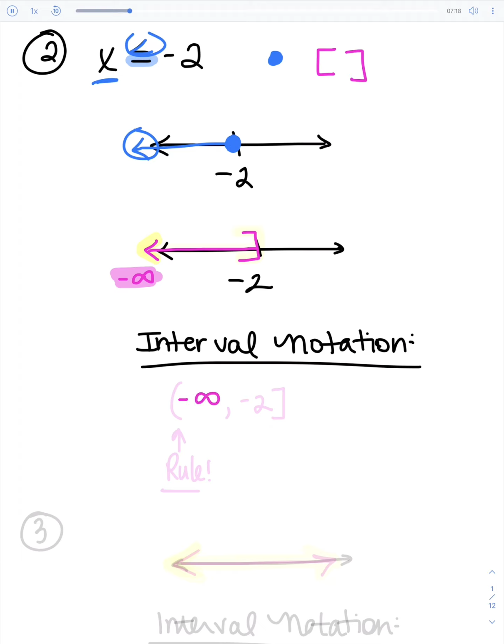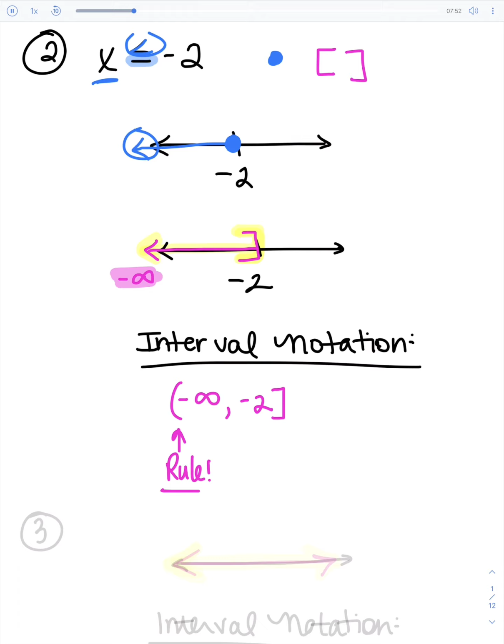Now, we just said a rule is that we're always going to use parentheses with negative infinity. Remember, that was our rule that we just talked about. Comma, now let's keep tracing our graph after that arrow and see what happens. It does stop. It stops here at -2. But this time, notice I have a bracket, not a parenthesis, at the -2. So I'm going to close it off with a bracket.